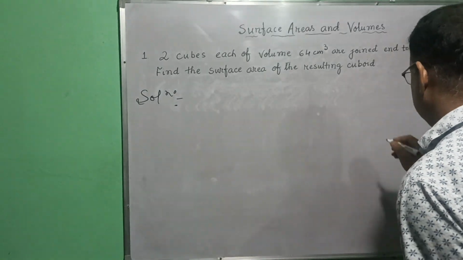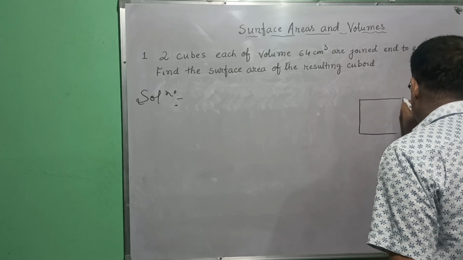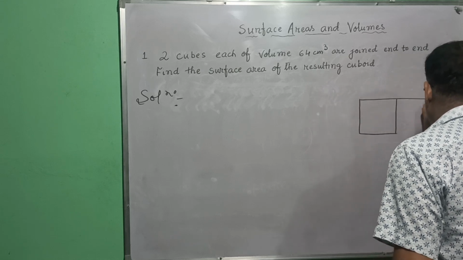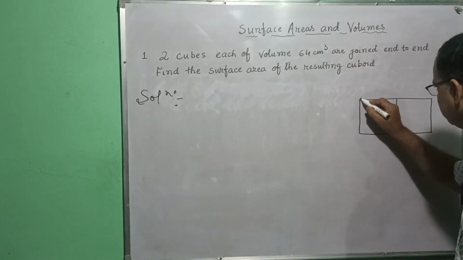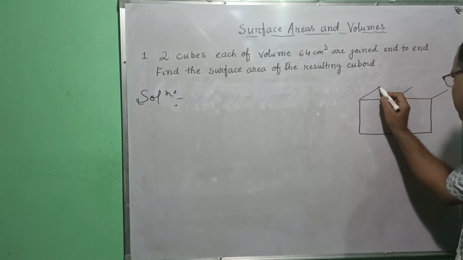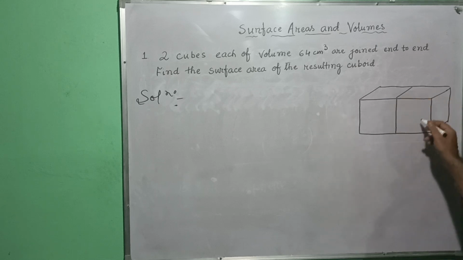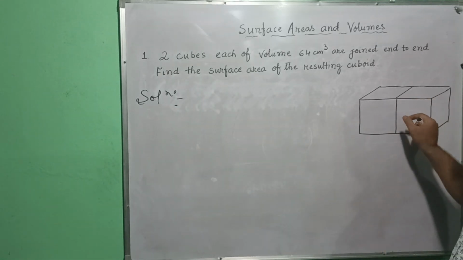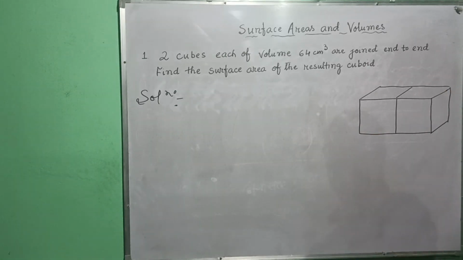So for this, we have to draw the two cubes. So these are the two cubes. If we draw it in this way, 3D shape, we can give the 3D shape of these two cubes. So we'll get the figure in this way. This resulting figure is looking like a cuboid now. So we have to find the surface area of the resulting cuboid.